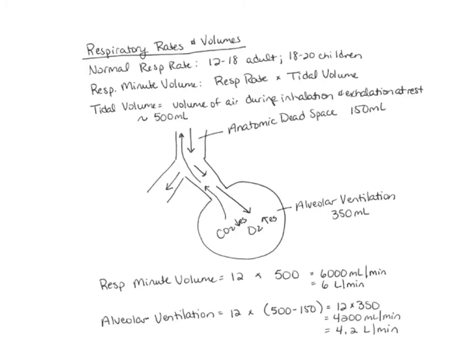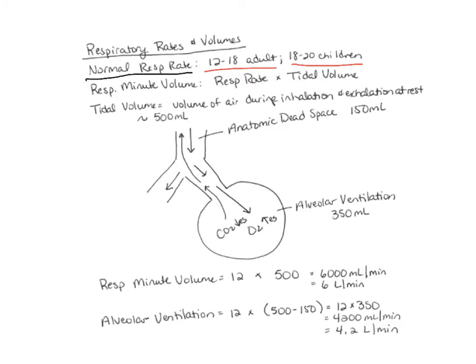So from that, we can look at what a normal respiratory rate is. A respiratory rate is how many times you breathe in 1 minute. Right? How many of those cycles do you go through in 1 minute? In an adult, the normal is 12 to 18 respiratory cycles per minute, and in children, it's 18 to 20 respiratory cycles per minute. So that's the rate of breathing.